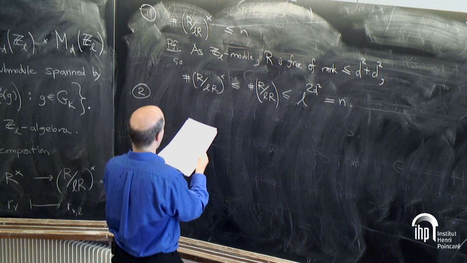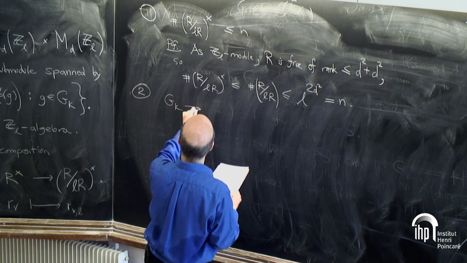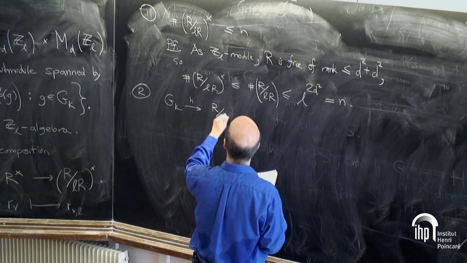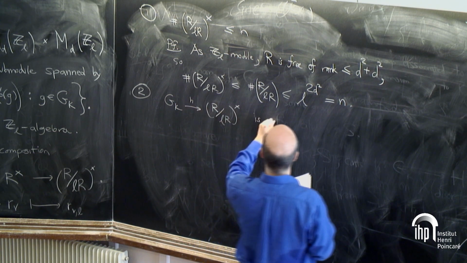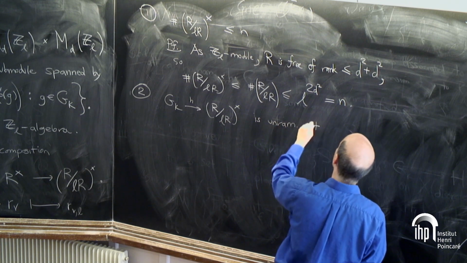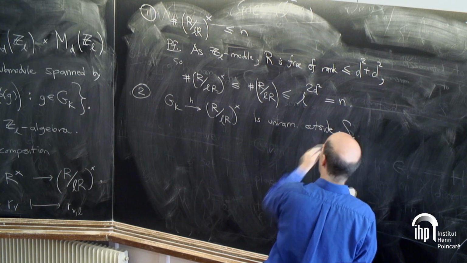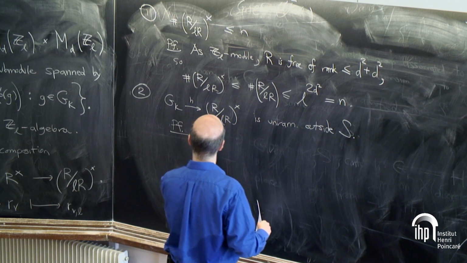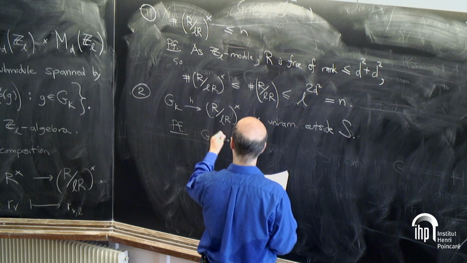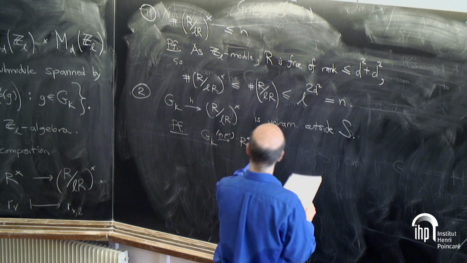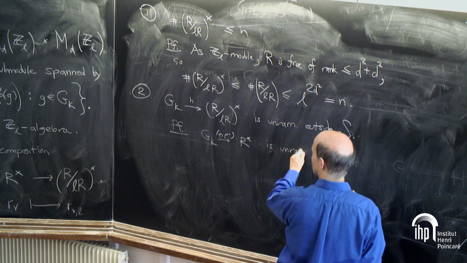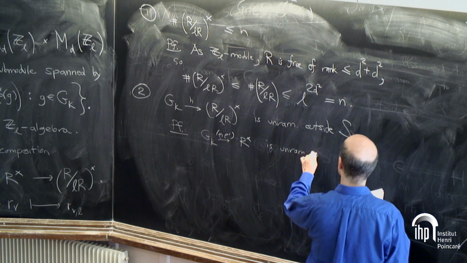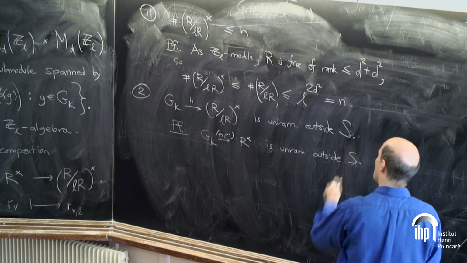The next claim is that this homomorphism H is unramified outside S. And this is kind of obvious because, by assumption, this rho prime homomorphism is unramified. So already in the first step of that composition, the inertia groups are getting killed outside S.